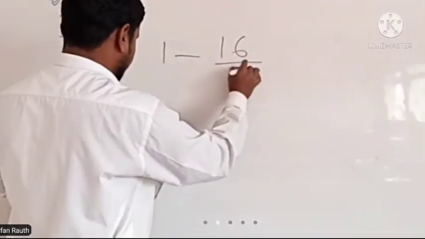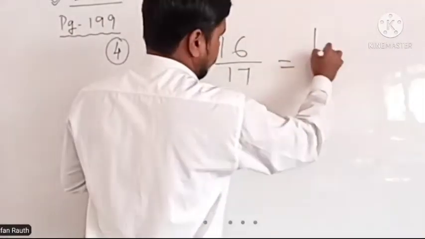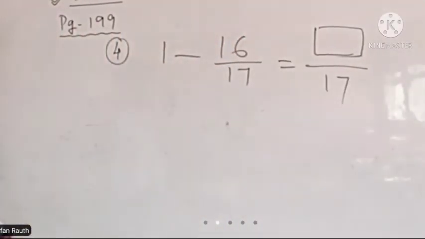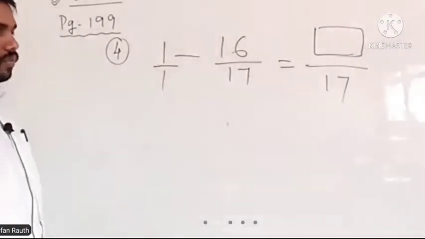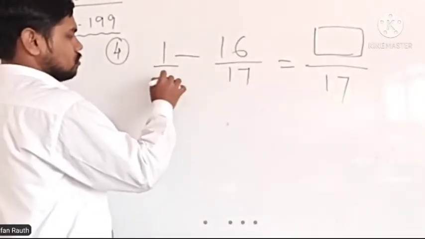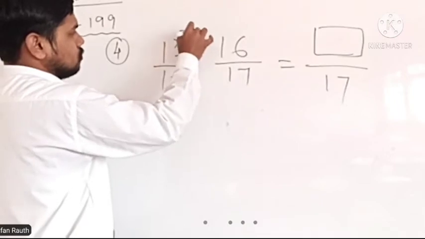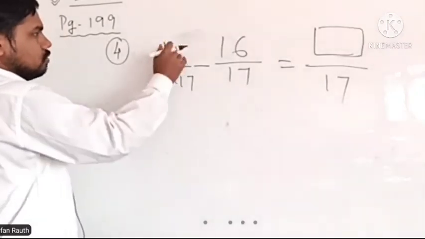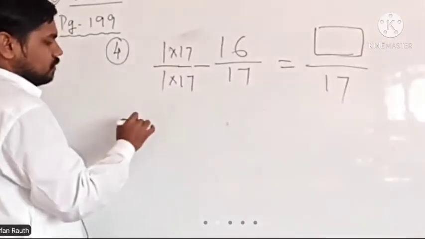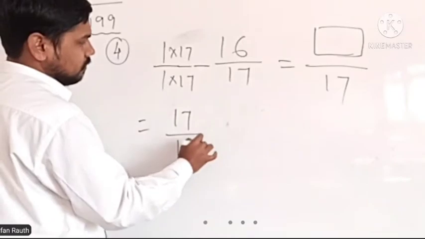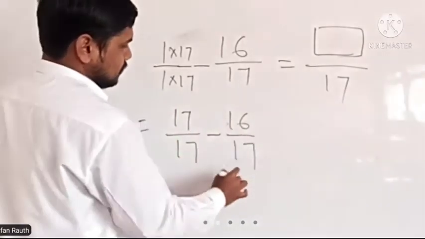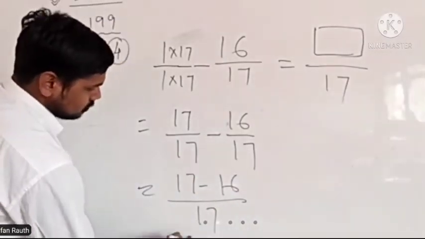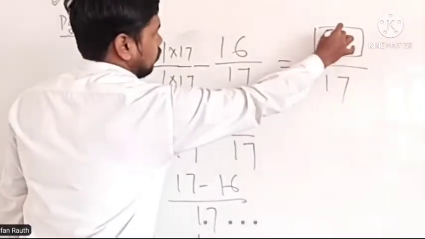16 divided by 17 is equal to dash divided by 17. So here nothing is in the denominator, so let us take it as 1. Okay, 17 you need to make this also, so you need to multiply by 17 here also. So let me write this properly. So this will become 17 divided by 17 minus 16 divided by 17. So this will be 17 minus 16 divided by 17. This will be 1 divided by 17. So here it will be 1.